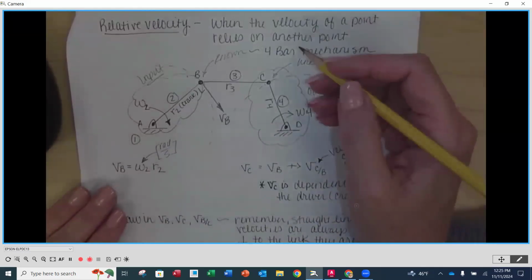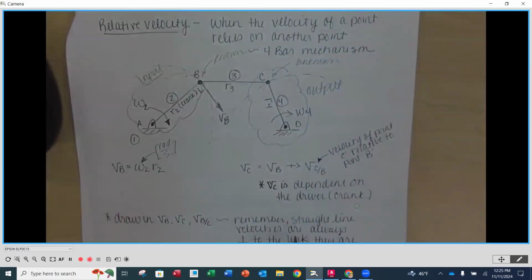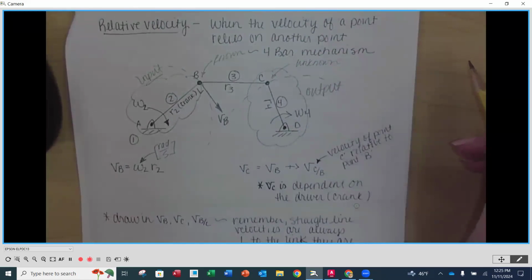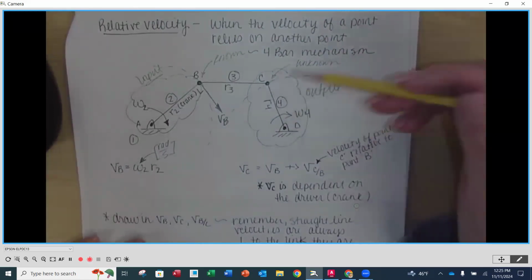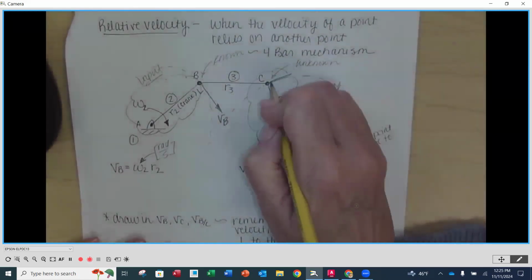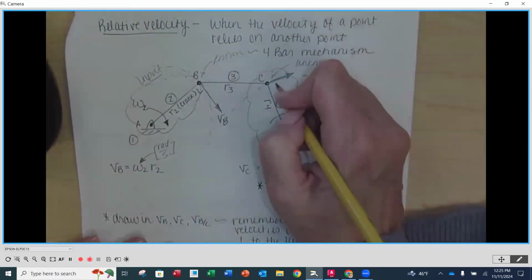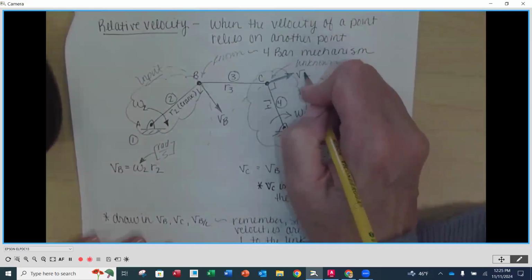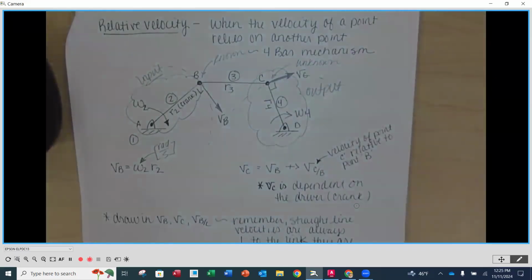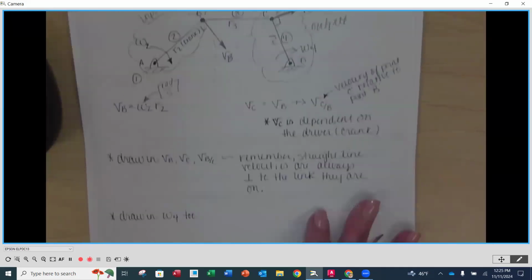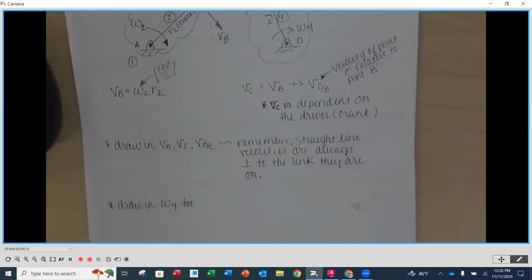So thinking about just what it says down here, remember straight line velocity is going to be perpendicular to the link back to its center of rotation and in the direction of rotation. So we're pretty sure it's going to be going in a clockwise rotation. So velocity of C is going to be perpendicular to that link going, if you would, up and to the right, it looks like. Okay, so we drew the velocities for B and C.